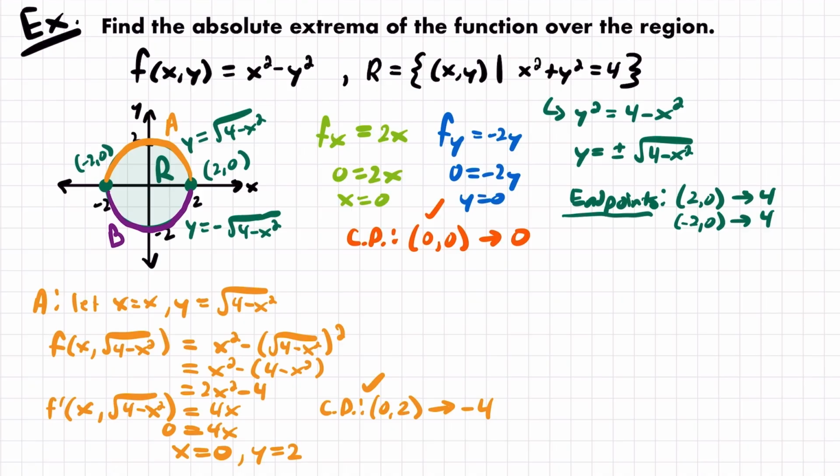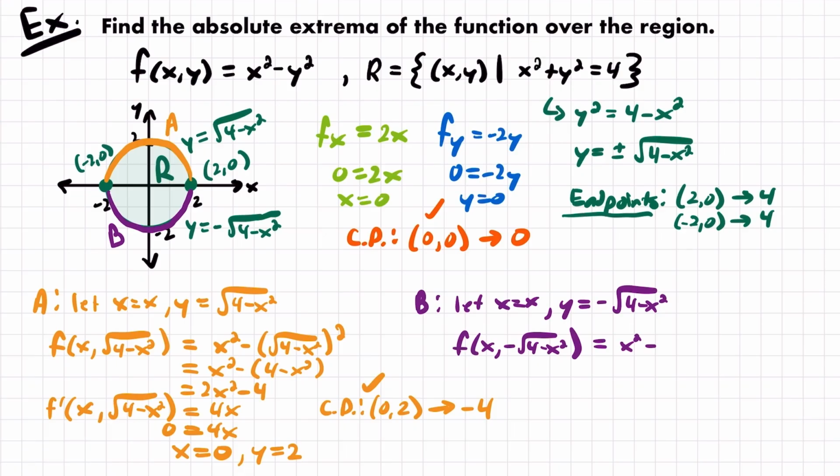And it will be a very similar process, because for boundary B, the only difference is that this curve is represented by y equals negative the square root of 4 minus x squared. So we're still going to let x equal x, but now y will be equal to the negative square root of 4 minus x squared. And so rewriting the multivariable function, we'll have f of x comma the negative square root of 4 minus x squared, which will be equal to x squared minus y squared, right? We're using this function right here, but replacing y with this expression. So we have x squared minus that expression squared.